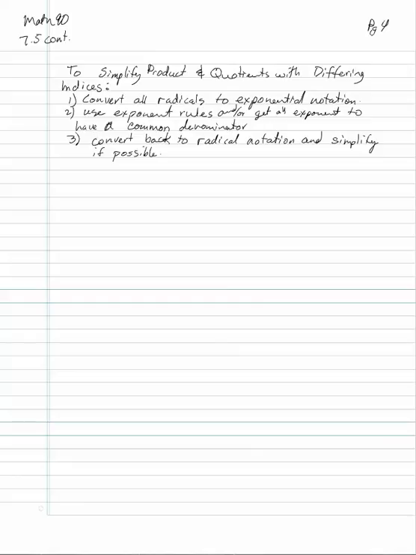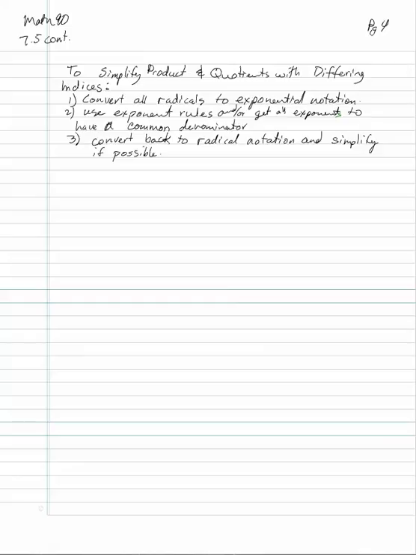So you're going to convert all the radicals to exponential notation. From there you can use exponent rules, and/or you can get all the exponents to have a common denominator. Once you have common denominators, that's going to be the index for the radical notation. So then you convert it back to radical notation and use radical rules. Alright, so let's try a couple of these.